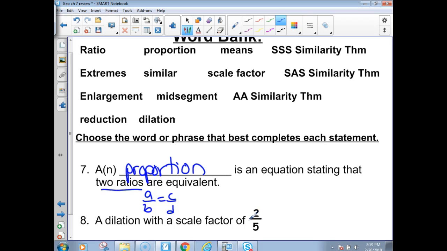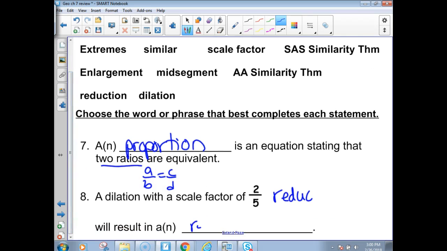And a dilation of a scale factor of 2/5. Dilation, if it's 2/5, is that bigger or smaller than 1? 2/5 is 0.4 as a decimal. It's smaller than 1. So a scale factor of 2/5 would cause a reduction. I guess I wasn't putting that. It will result in a reduction. That's equal to 0.4. Okay, less than 1.